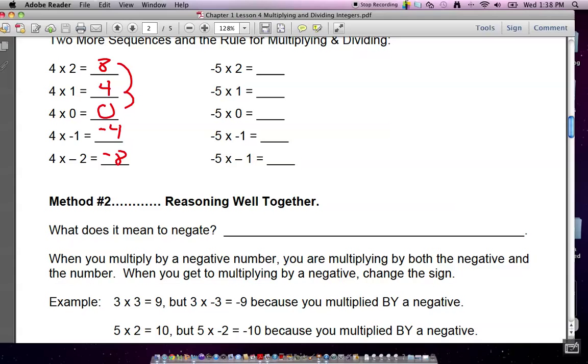Let's start with a negative. Now, negative, we just did one like this. Negative 5 times 2 is negative 10. Negative 5 times 1 is negative 5. Negative 5 times 0 is 0. What do you notice here about the pattern?